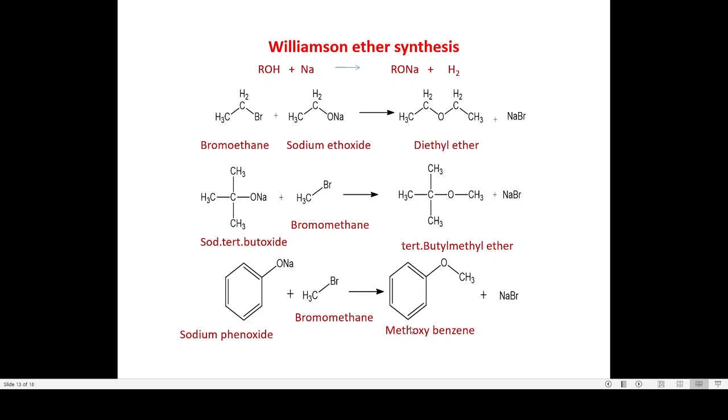And to get an alkyl aryl ether, I'll be using sodium phenoxide and an alkyl halide. As seen in this equation, if I take the corresponding aromatic alcohol, that is phenol, and make it react with sodium, I get sodium phenoxide. The sodium phenoxide is made to react with bromomethane, an alkyl halide, and correspondingly here we will be getting methoxybenzene. Here it is unsymmetrical, and it is an example of an aryl alkyl ether.